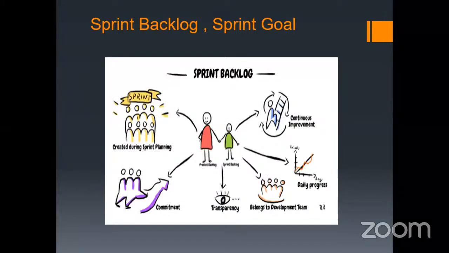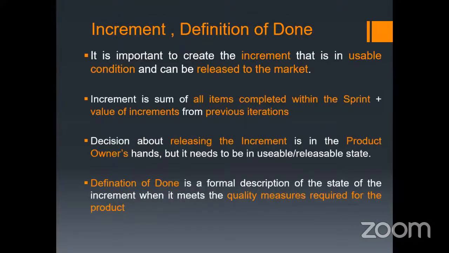So here, this picture can depict exactly the sprint backlog, and the commitment for the sprint backlog is the sprint goal. Now the third artifact of Scrum is the increment, and the commitment for the increment is the definition of done.